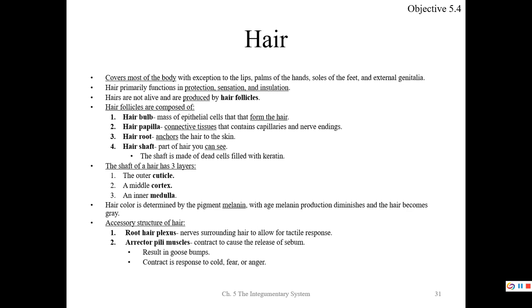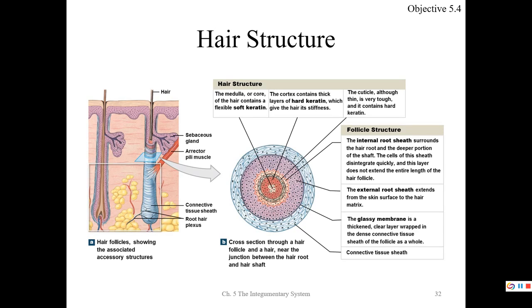There are accessory structures of hair. There's a root hair plexus, the nerves around the hair for a tactile response, and there's a muscle called the erector pili. They contract and cause the release of sebum. That results in goosebumps. That can be a response to cold, fear, or even anger. Even sexual arousal can cause goosebumps. All right, so a few things like that.